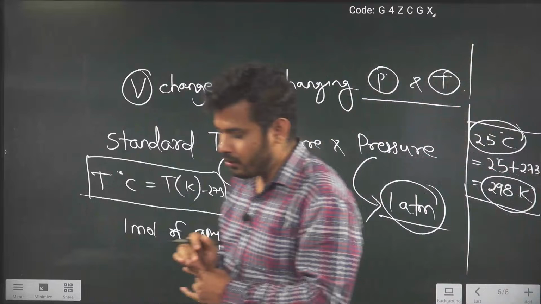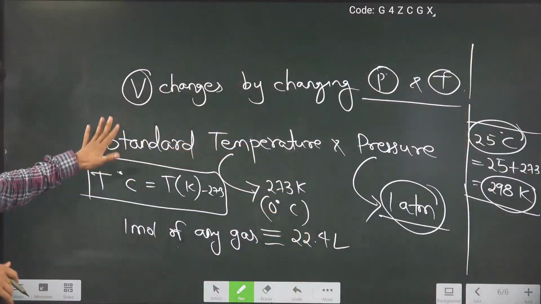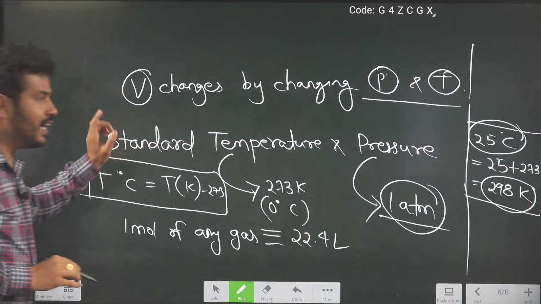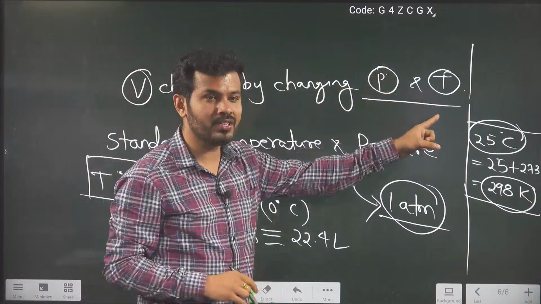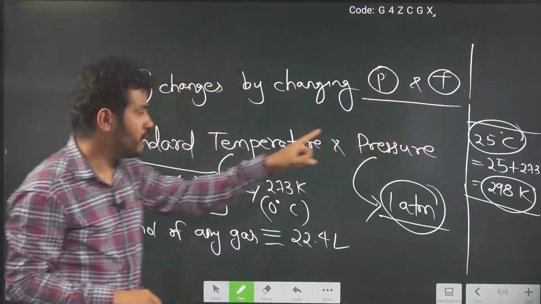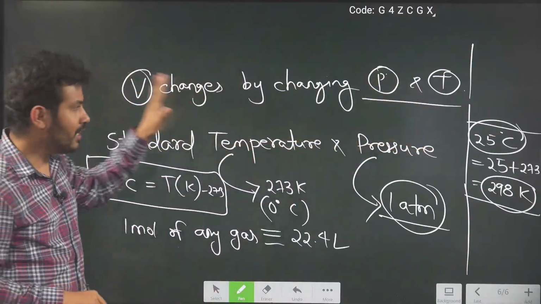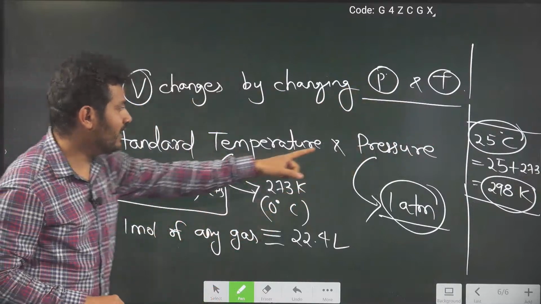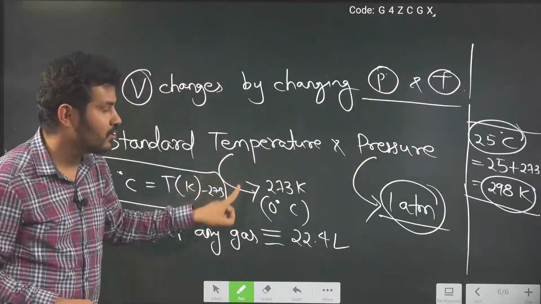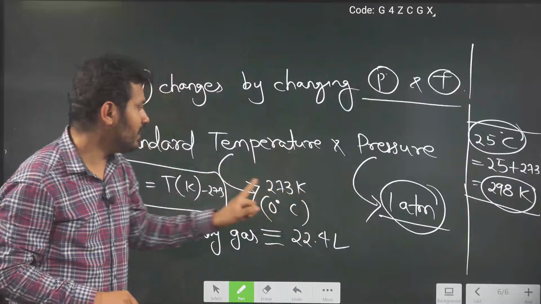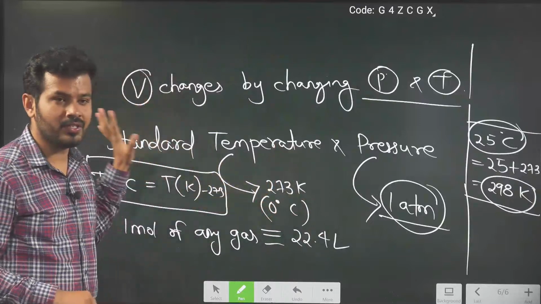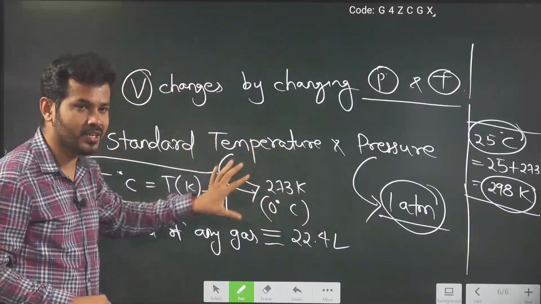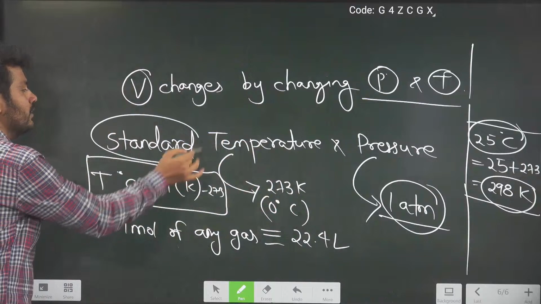Okay, so let me discuss this once again. What I am saying is I have the pressure and temperature with me. If pressure and temperature change, then the volume will change. But I will not change pressure and temperature. I will take this pressure and temperature constant. What is that? 1 atm pressure and 273 Kelvin temperature. And this pressure and temperature condition is called the standard condition.